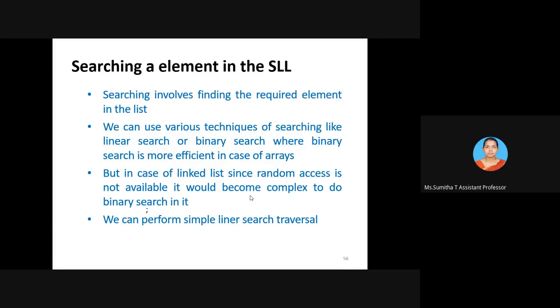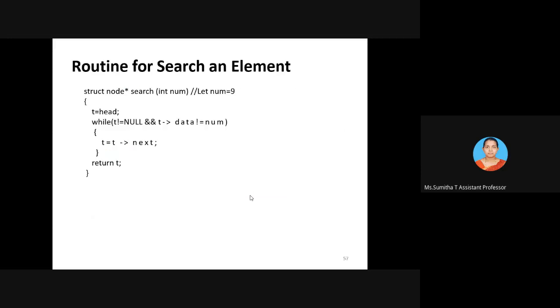Searching involves finding the required element in the list. We can use various techniques of searching, linear and binary, and binary is more efficient in the case of arrays. In an array, we know how many elements there are, and after that we can divide and search with the help of binary search. But in the case of a linked list, random access is not available, and it becomes more complex to do binary search. So we come up with linear search traversal. How can we search a particular element?